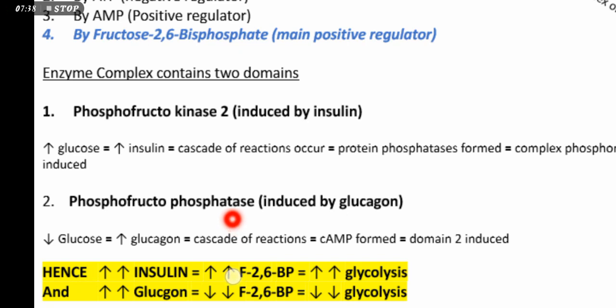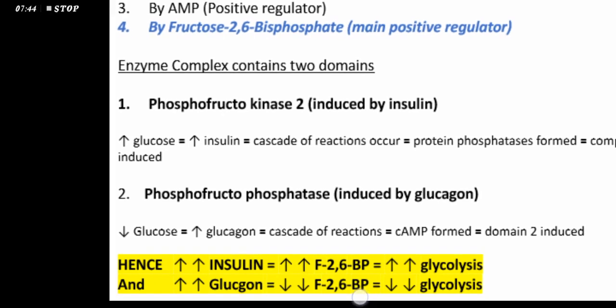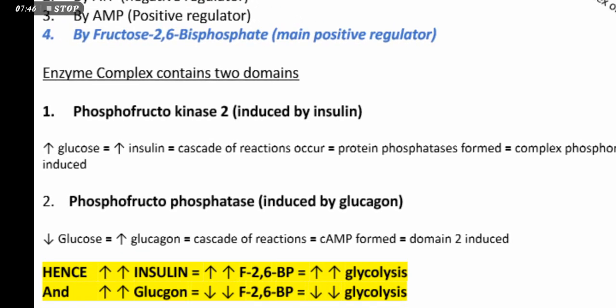complex and causes the fructose 2,6-bisphosphate concentration to be decreased. So glucagon is actually inhibiting glycolysis indirectly.